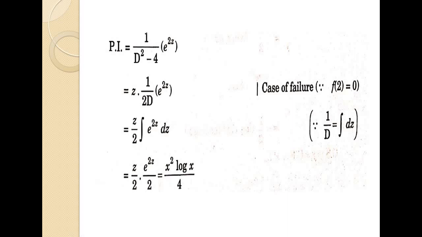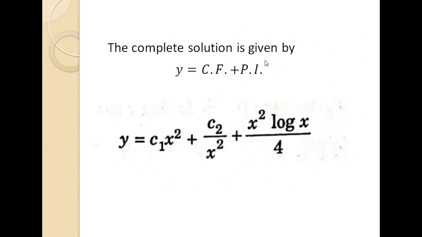What we have done here, in the complementary function and in the particular integral, is replace z with log x, or x with e power z. Therefore, the complete solution of the given equation is y equal to complementary function plus particular integral. That is, y is equal to c1 into x square plus c2 by x square, which is the complementary function, plus x square into log x by 4, which is the particular integral.